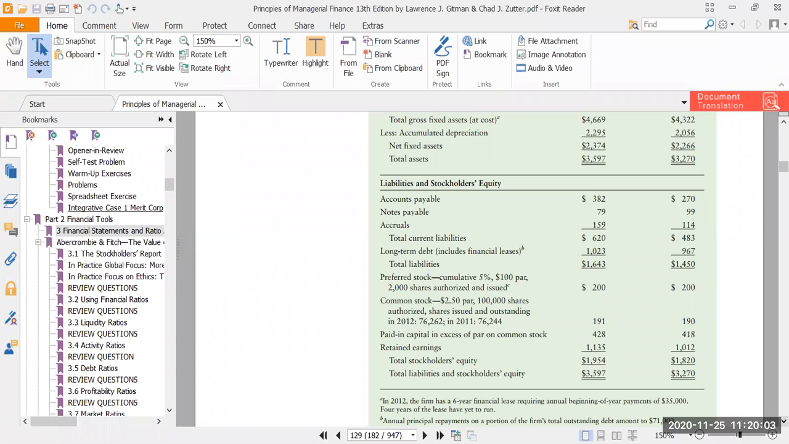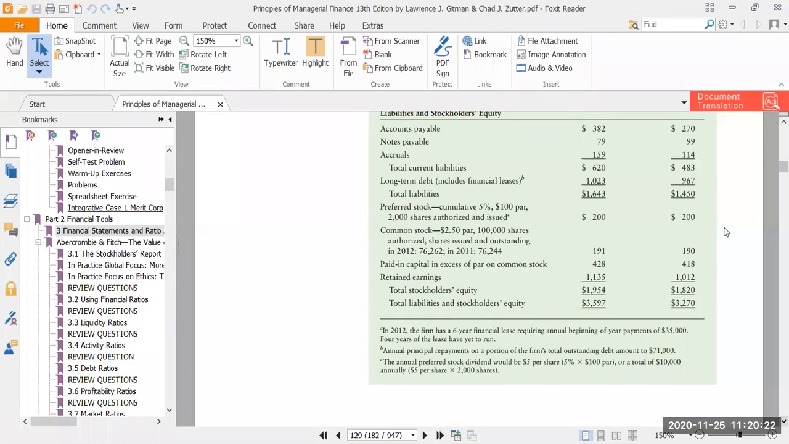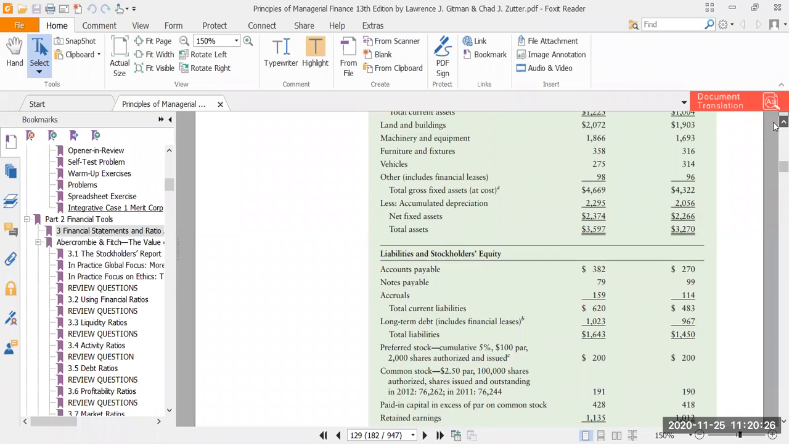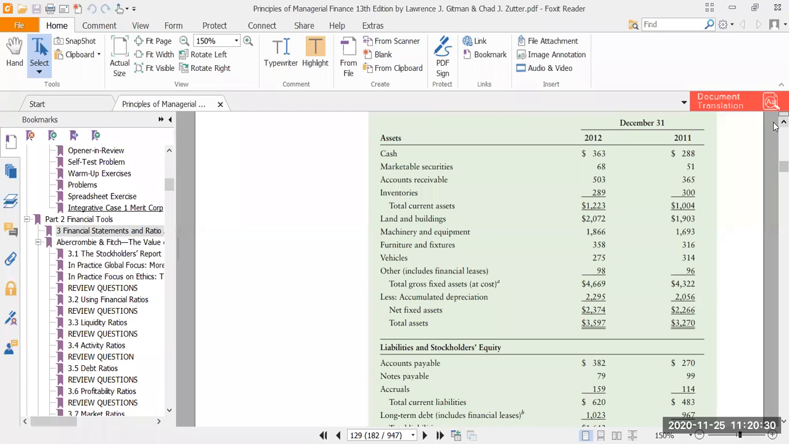So these two figures are going to match. Total assets and total liabilities and stockholders' equity have to match for a good balance sheet, for a true balance sheet. So these are the balance sheet heads which are given. You have already made many balance sheets in your previous courses. So there are certain things which we can understand from here.